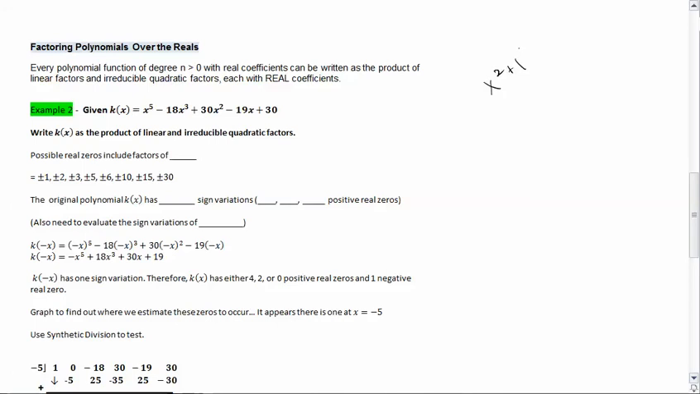Okay, so let's look at an example. Given k of x equals x to the 5th minus 18x cubed plus 30x squared minus 19x plus 30, write k of x as the product of linear and irreducible quadratic factors.